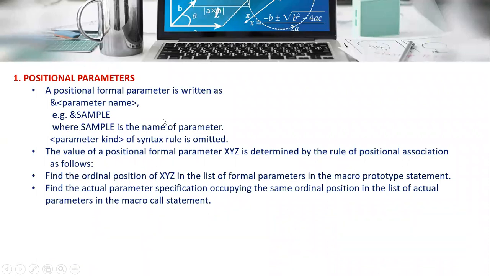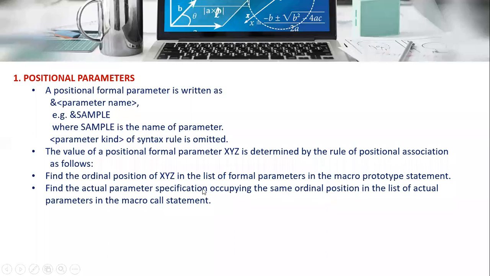How can we calculate the value of the positional formal parameters? We can consider xyz as parameters used in our macro. These are the formal parameters, and we need to map the actual parameters corresponding to the formal parameters. We need to consider some rules. The first rule is to find the ordinal position of xyz in the list of formal parameters in the macro prototype statement.